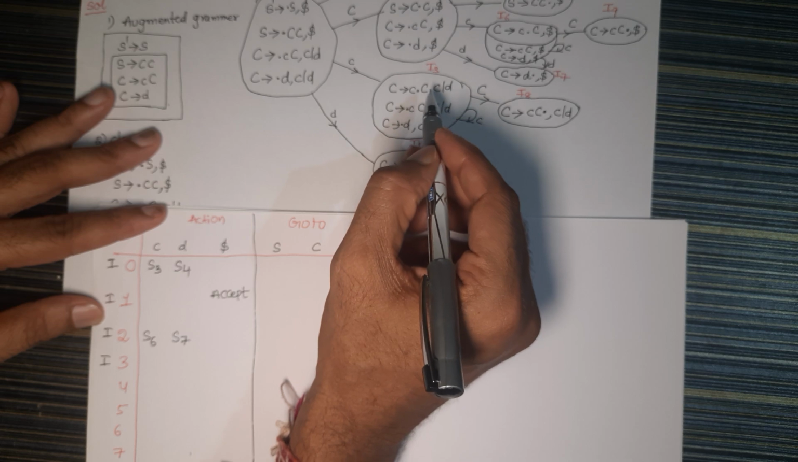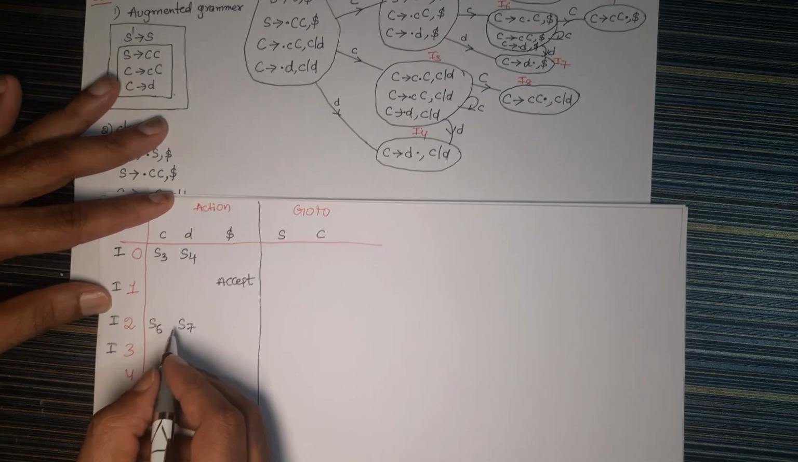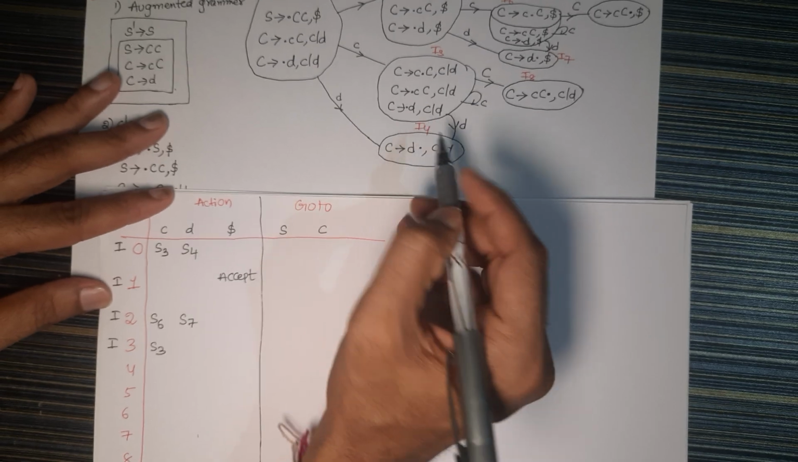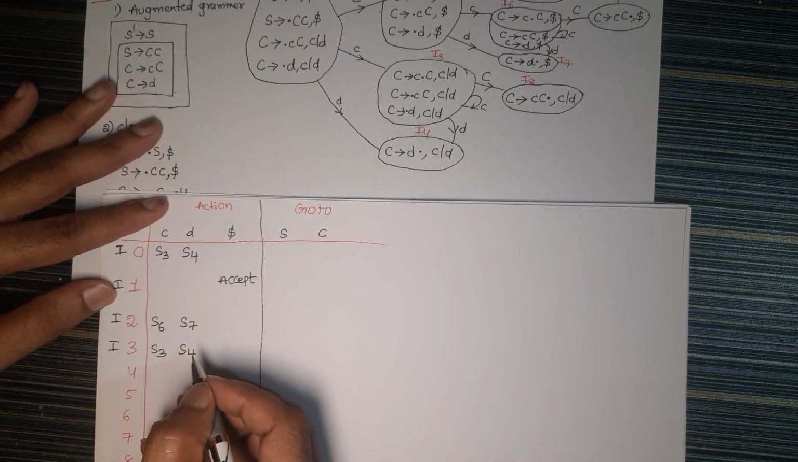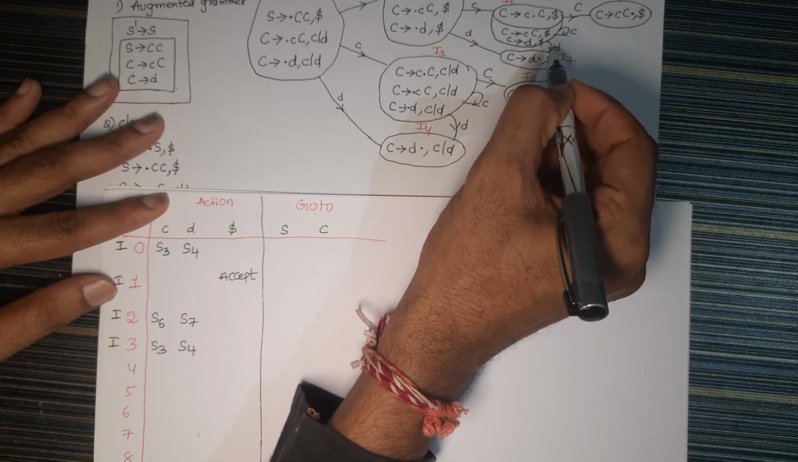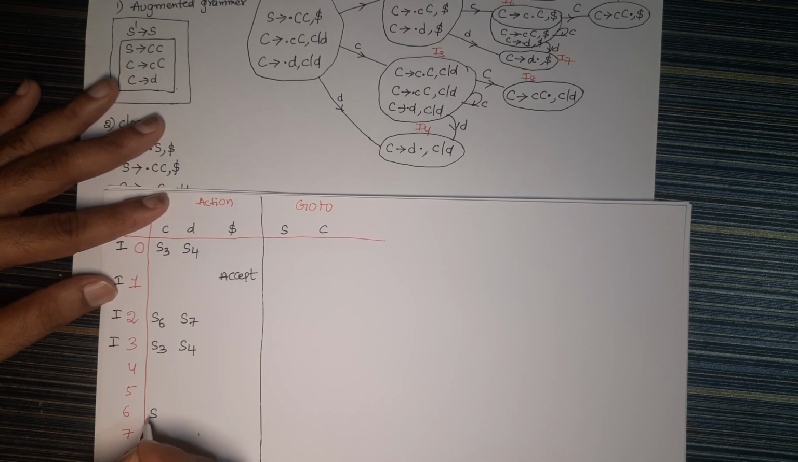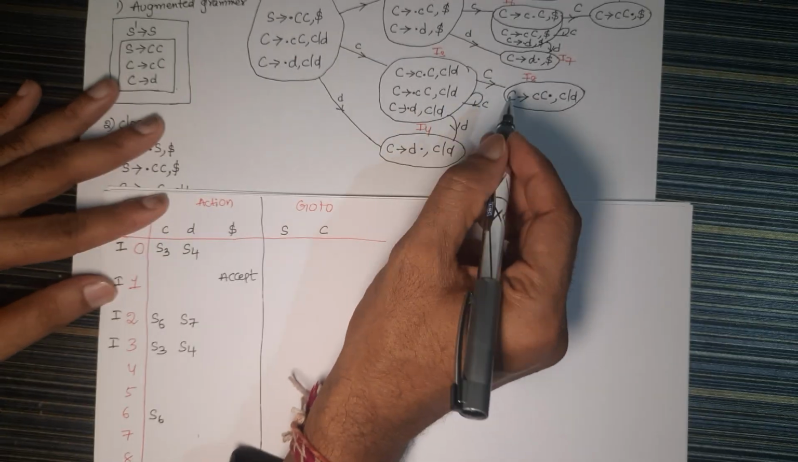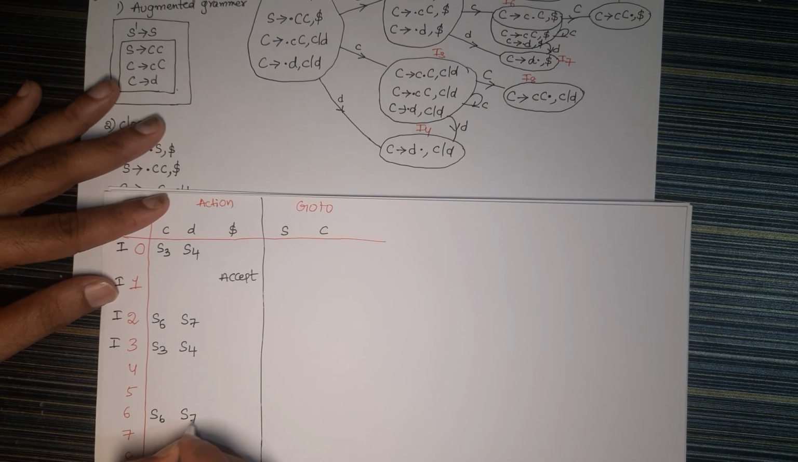Next, I3 on small c goes to itself, so this is S3. I3 on small d goes to I4, this is S4. Now what is the value of I6? I6 is small c, small d. I6 on small c goes to I6 only, this is S6. And I6 on small d goes to I7, this is S7.